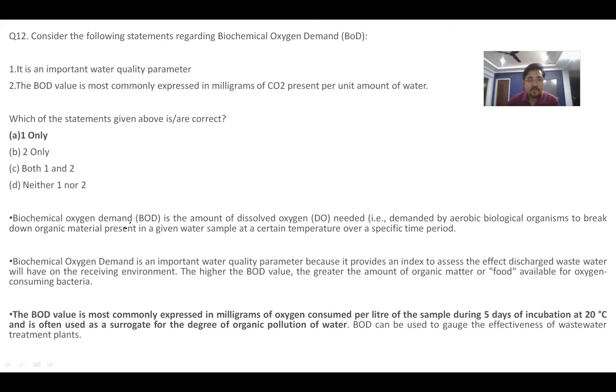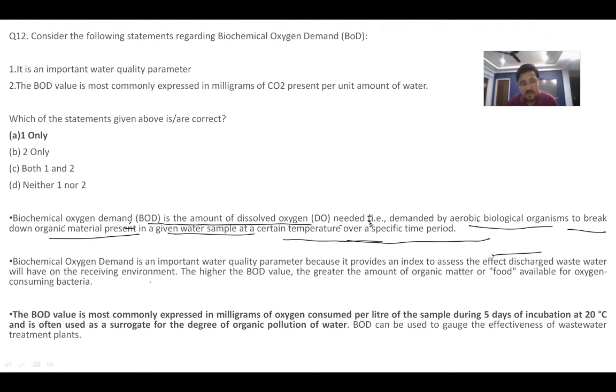Okay. Biochemical oxygen demand is the amount of dissolved oxygen needed, that is demanded, by aerobic biological organisms to break down organic material present in a given water sample at a certain temperature over a specific period of time. Okay, biochemical oxygen demand is an important water quality parameter because it provides an index to assess the effect discharge wastewater will have on the receiving environment.